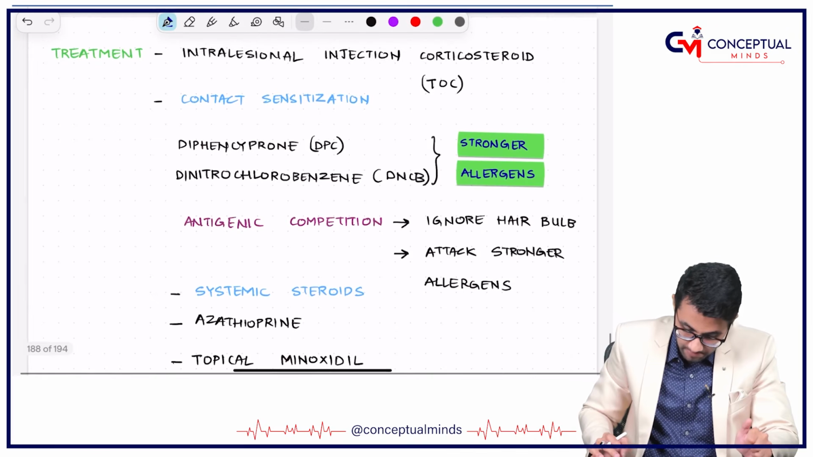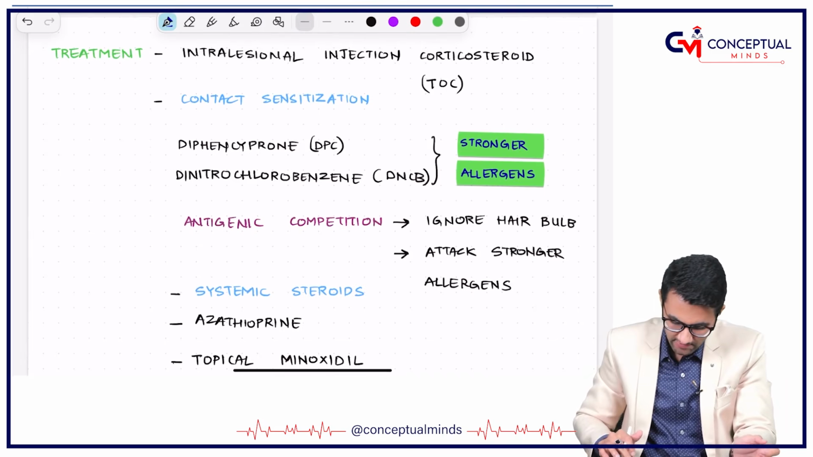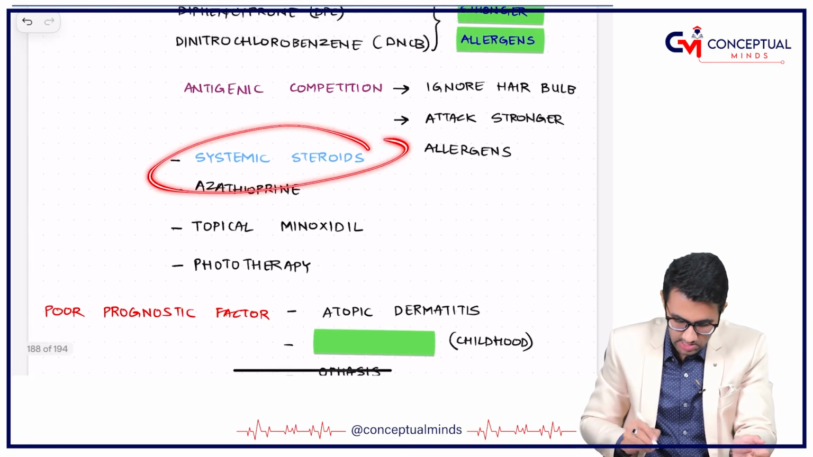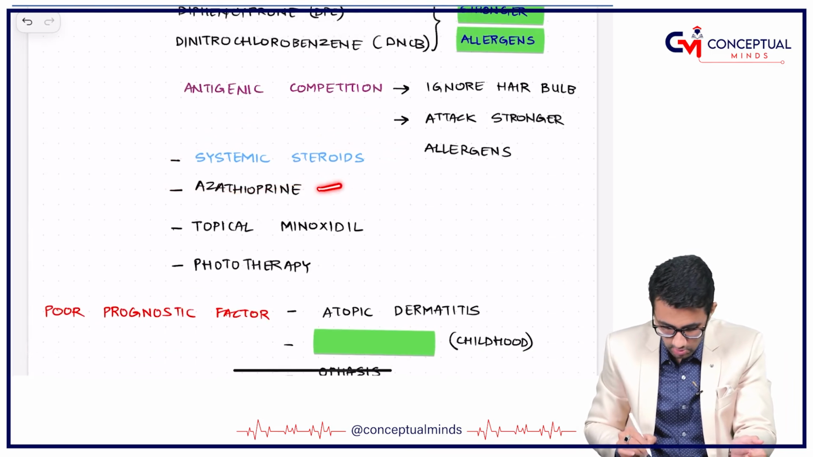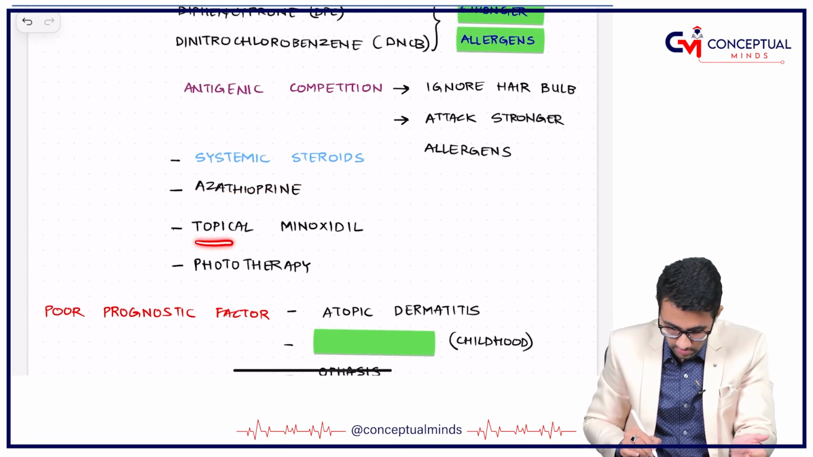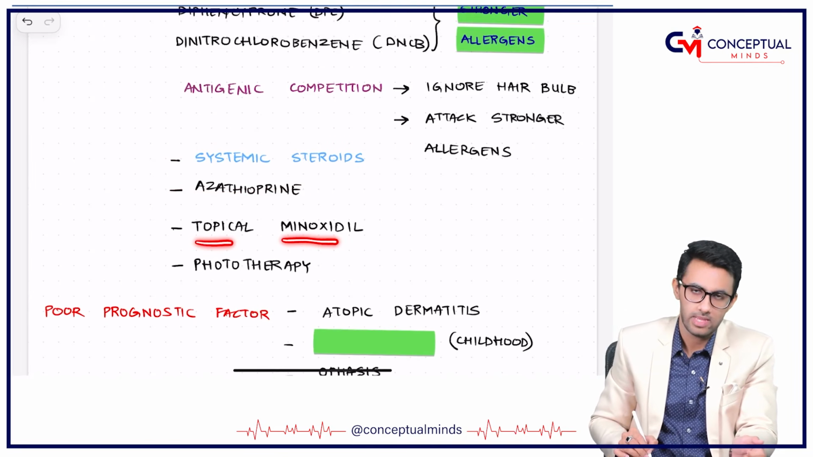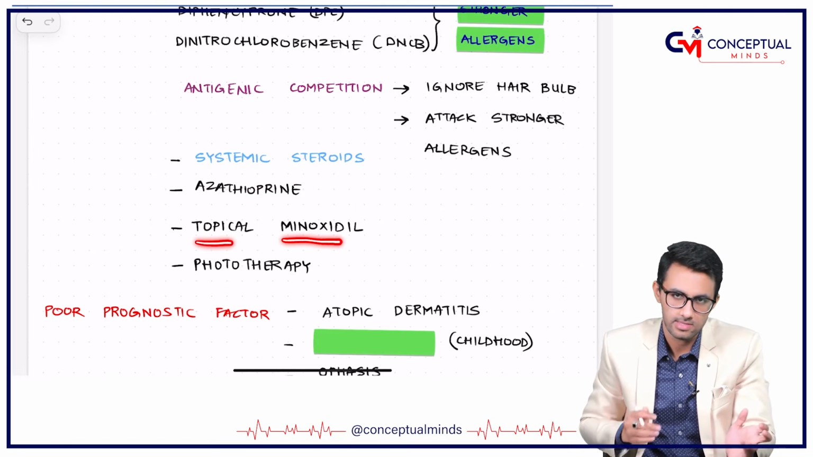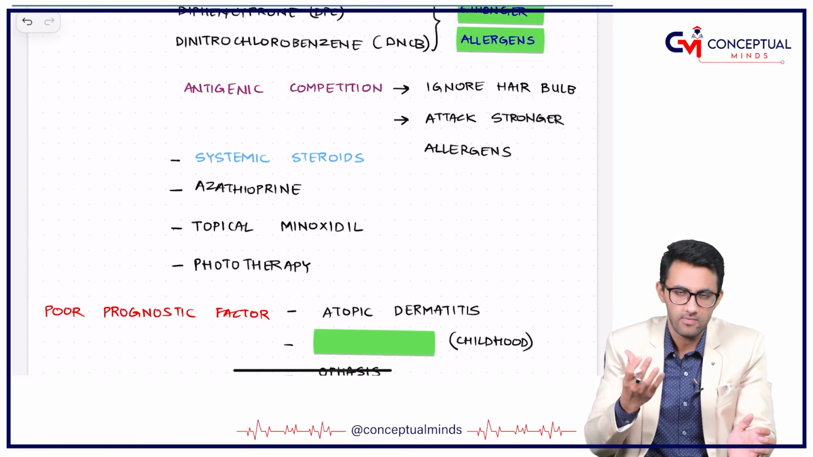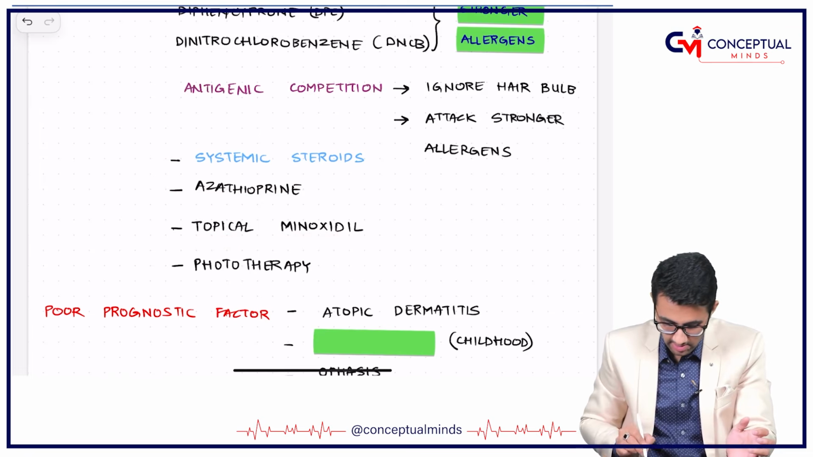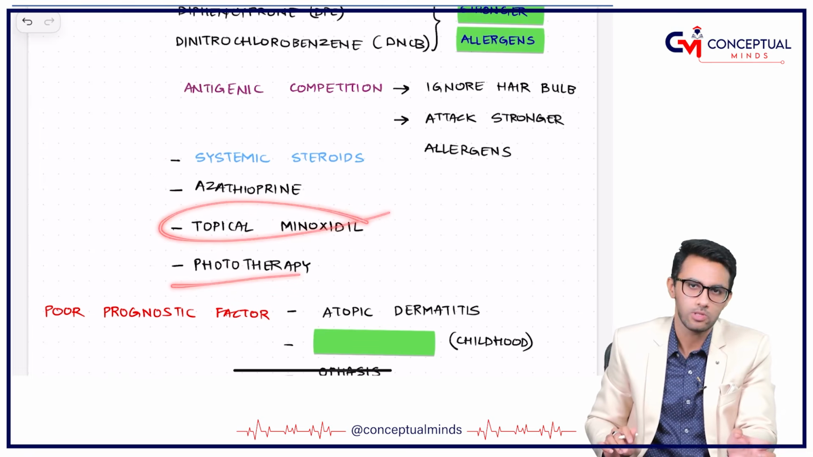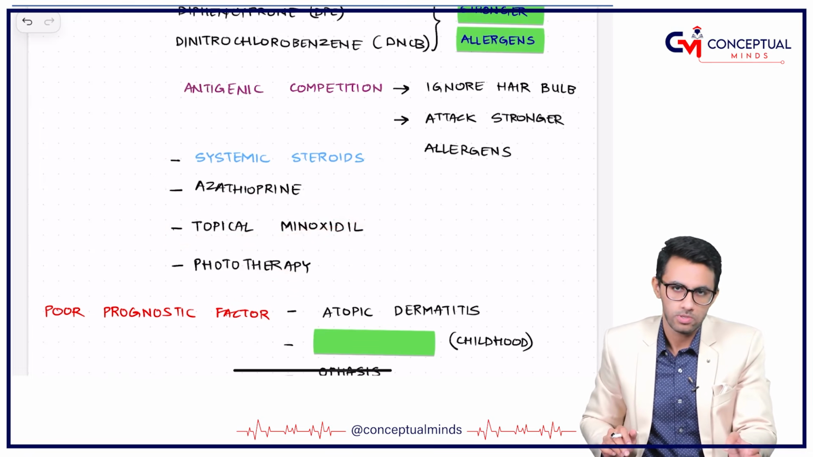Okay, alright, and also we can definitely give systemic steroids, yes, and topical minoxidil has a very good response as well. Everywhere there is hair fall, we will use minoxidil, right? Topical minoxidil, and phototherapy has also been proven to be useful for this patient.